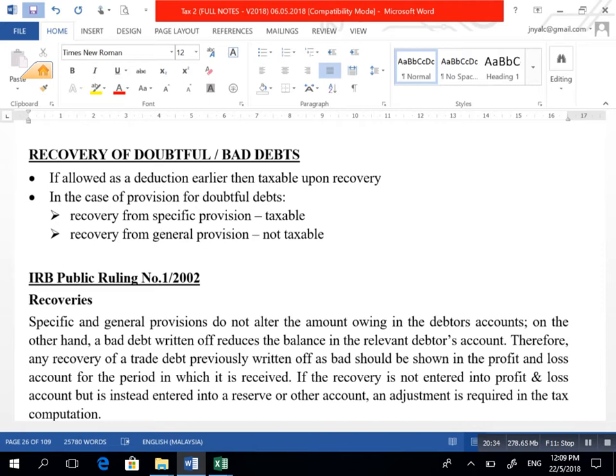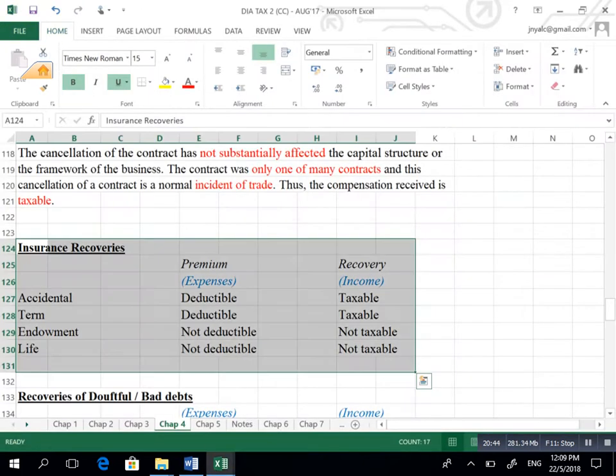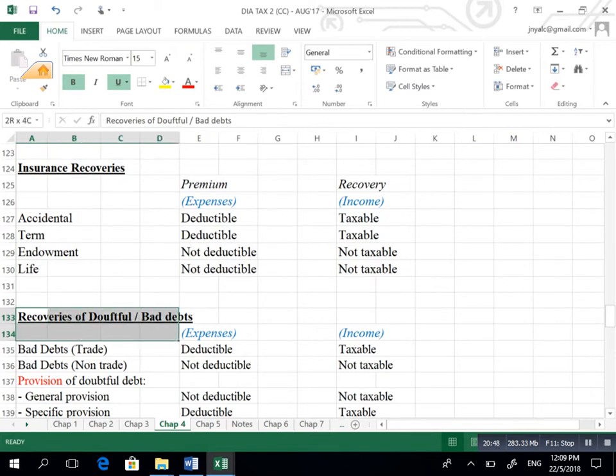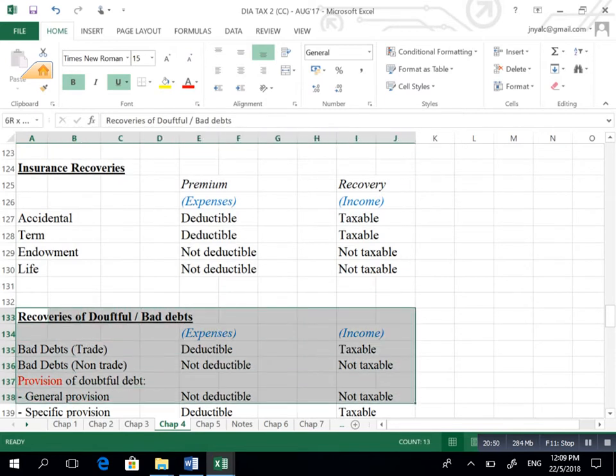Bad debts, confirmed, cannot collect. Doubtful? Maybe. Provision, right? Yes, that is the difference. Alright, since you understand about that, again, I'll give you a summary about the recovery of doubtful or bad debts.